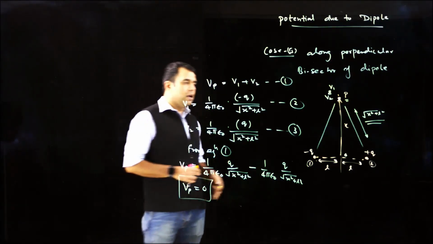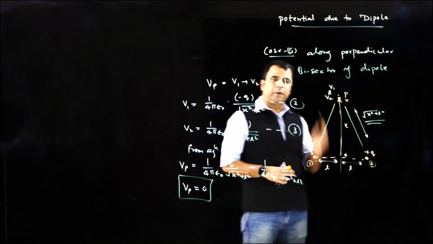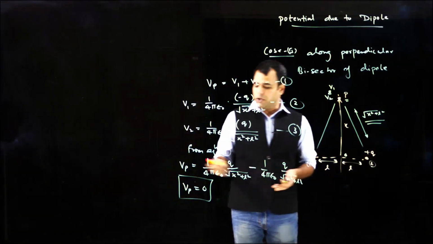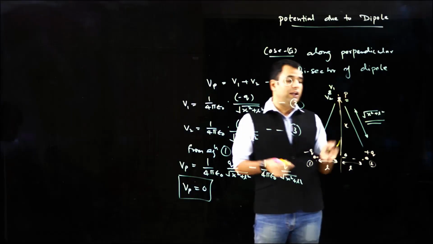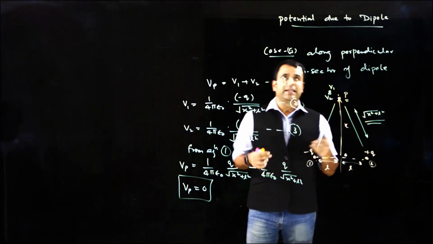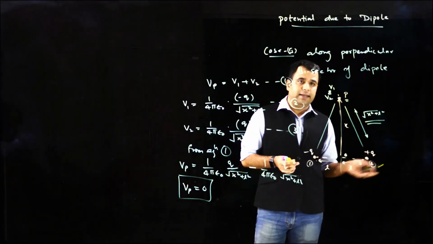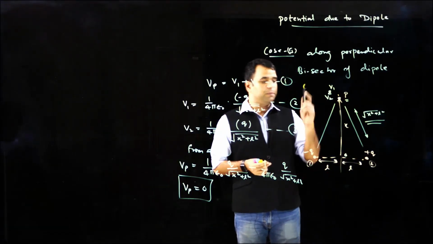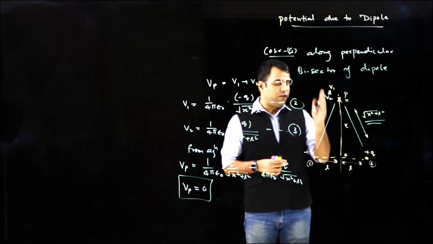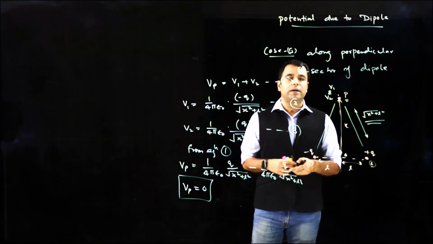So the potential along each and every point on this perpendicular bisector comes out to be 0, because the potential comes out to be 0 for all values of x. So that's the thing. When you calculate the potential along the axis, there is a non-zero potential along the axis. But when you calculate the potential along the perpendicular bisector of this dipole, the value comes out to be 0.